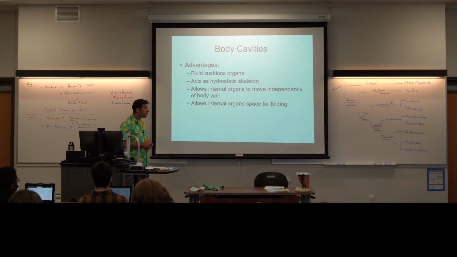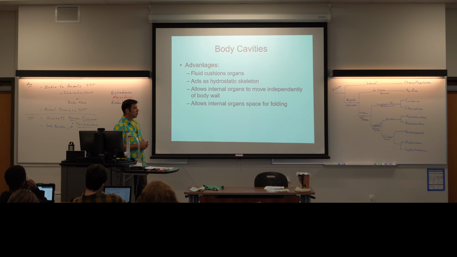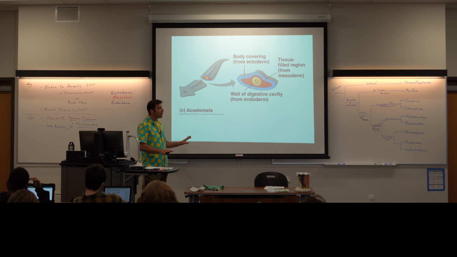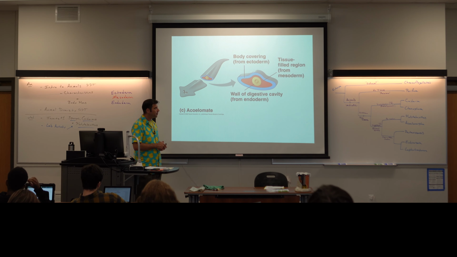It allows these digestive organs to move independently of the body wall, so our intestines can move around and fold over. That's because they're inside this actual body cavity. It allows space for folding, and it helps protect and cushion those delicate internal organs. So there are advantages to having a body cavity. This animal does not have a body cavity whatsoever. There's no space in the middle of that mesoderm.